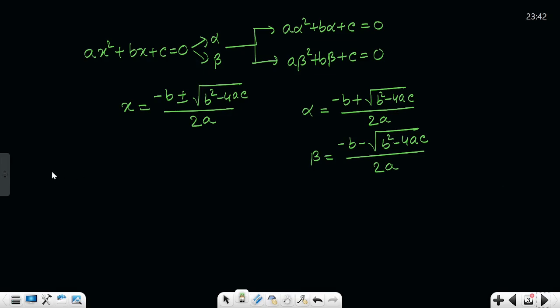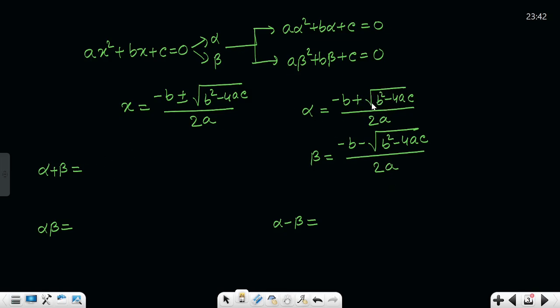Now we need to find some things. We need to find the value of alpha plus beta, then the value of alpha beta. These two values are main, and at last we will also find the value of alpha minus beta. So let us do it. First, we will find the value of alpha plus beta. How will we find it? That is very easy. Just add these two things.